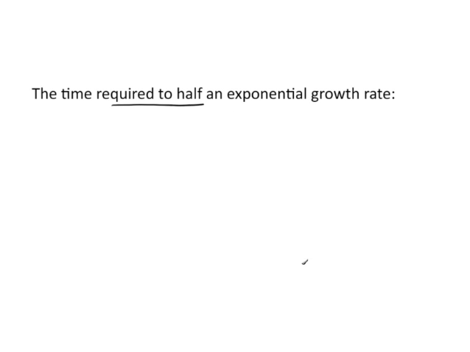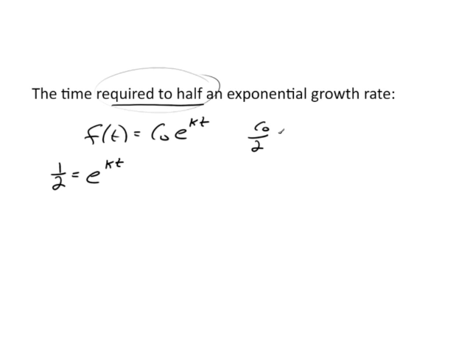What's the time required to halve an exponential growth rate? Well, that's going to be the exact same idea. If I have the same model, say f of t equals c naught e to the kt. Now, it's going to have to be a decay model to get a half, because that's less than what I had. If the growth rate is positive, it's a growth model. If the growth rate is negative, then it's a decay model. So to halve it, all I really need to do is set this equal to 1/2. Because to halve it, that really means whatever c naught is, I need to divide it by 2. That has to be equal to c naught e to the kt.